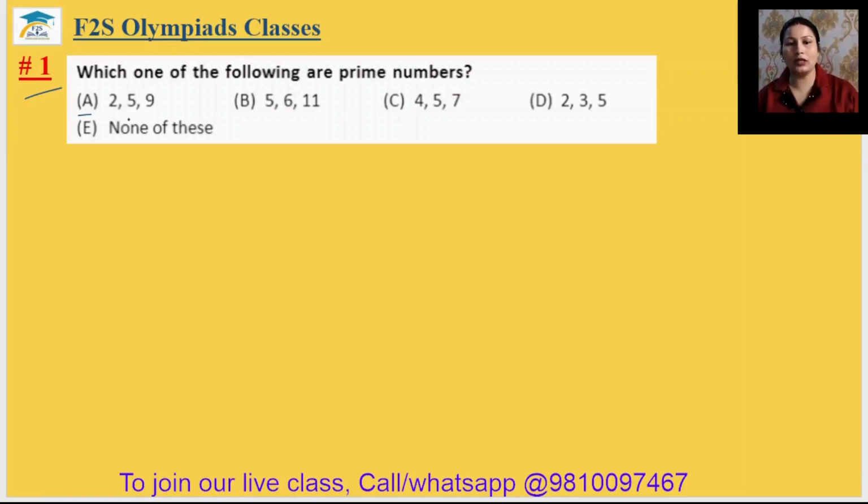So check option A. 2 has only two factors, 1 and 2 only. 5 has only two factors, 1 and 5 only. But 9 has three factors, that is 1, 3 and 9. So A cannot be the answer. Here we will check with the 6. So 6 has more than two factors, that is 2 and 3. Cannot be the answer. Third one, 4 is a composite number. It is not a prime number because it has 2 as a factor. But 2 has two factors, 3 has two factors only, and 5 has two factors. So the first answer is option D, which has only prime numbers.